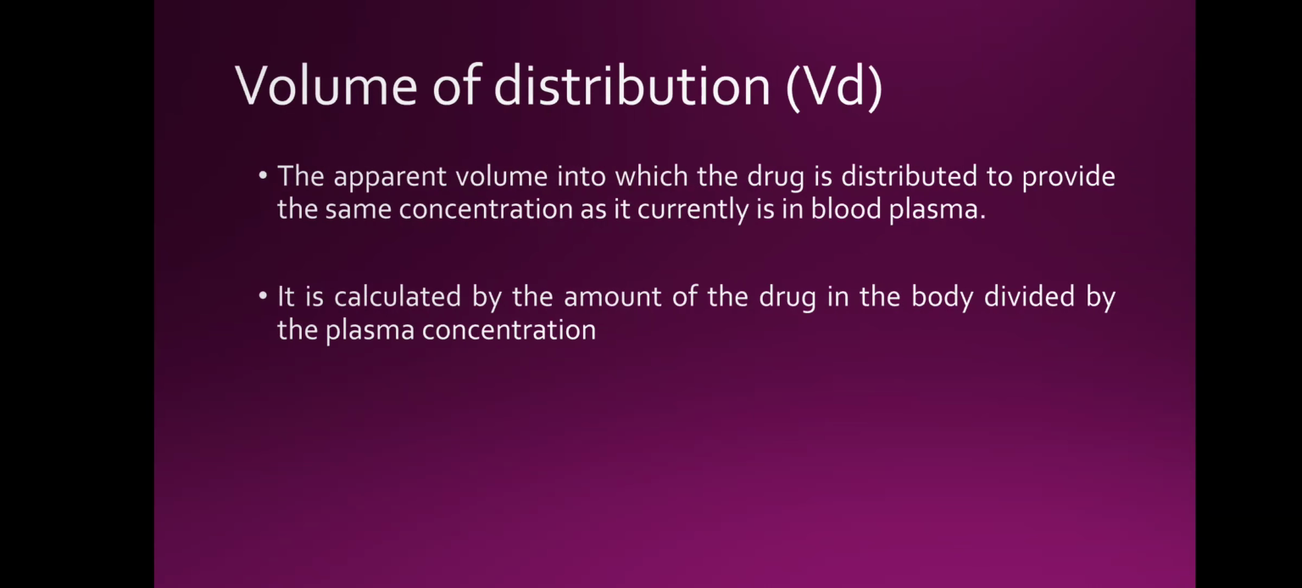Volume of distribution, VD. The apparent volume into which the drug is distributed to provide the same concentration as it currently is in blood plasma. When you try to calculate volume, it usually represents this equation. It will be calculated as the amount of the drug in the body divided by the plasma concentration, because concentration equals amount over volume. So if you would like to calculate the volume, it will be calculated as amount divided by concentration. Okay? It's easy.